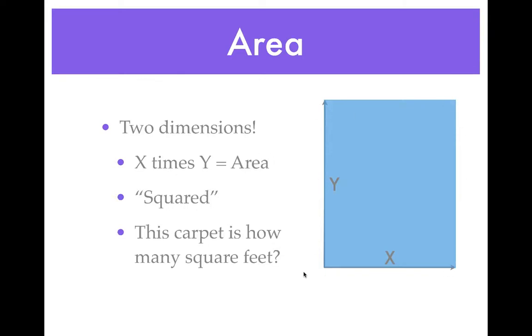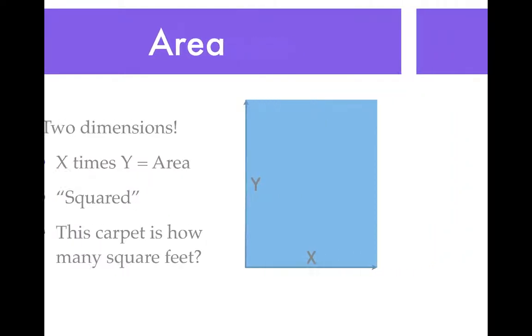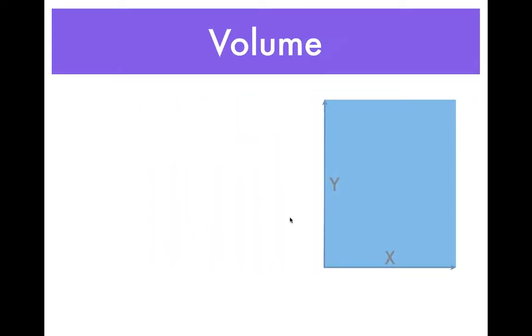All right. So length, 1 dimension. Area, 2 dimensions. How many dimensions do you think are in volume? Well, let's take a look. So here's our area, 2 dimensions. Aha! We have a 3rd dimension. 3D. And we're going to call this axis the Z-axis.